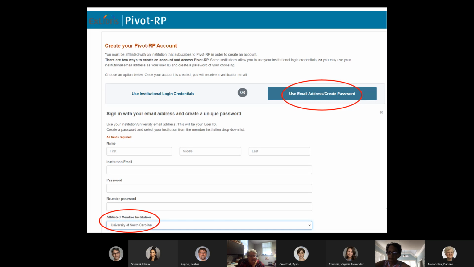Okay, so this is the sign-in page for Pivot, and you'll see that I have circled: you want to use your university email address. That is important. And then at the bottom of the screen, you want to be sure to affiliate yourself with the University of South Carolina, because you should already be in here. The folks in Columbia add all faculty into the system, so you should already have a profile in here, and basically what you need to do is claim your profile.